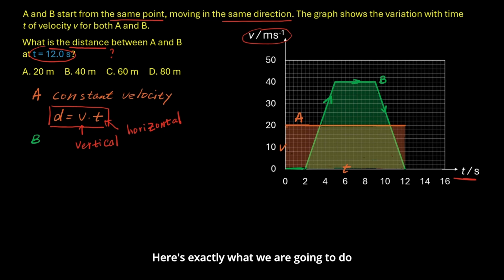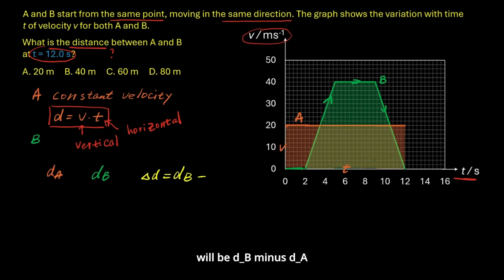Here's exactly what we're going to do to find the distance between A and B. So first we'll find how far A traveled. That's going to be dA. And then we'll find how far B traveled. So that's going to be dB. Then we subtract the two to get the gap. So the distance between them will be dB minus dA. Both distances are just the areas under the graph. Let's find them one by one.